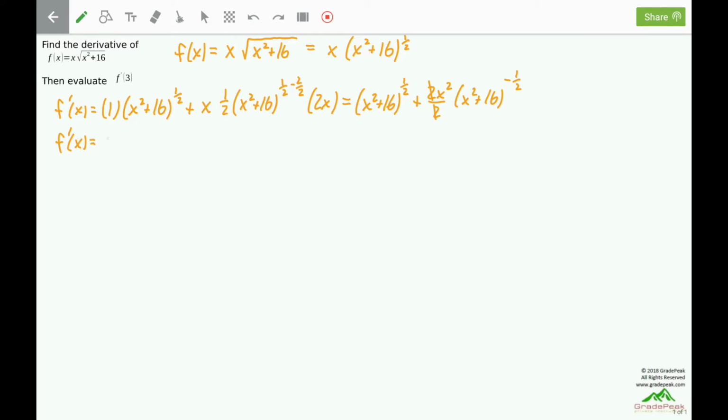So f prime of x will equal x squared plus 16 to the 1/2 plus x squared over what will now be x squared plus 16 to the positive 1/2. It moves to the denominator. The x squared stays in the numerator. It's not a negative exponent. Now at this point we can get a common denominator between these terms so that we can combine them together to make the derivative a little bit nicer looking.